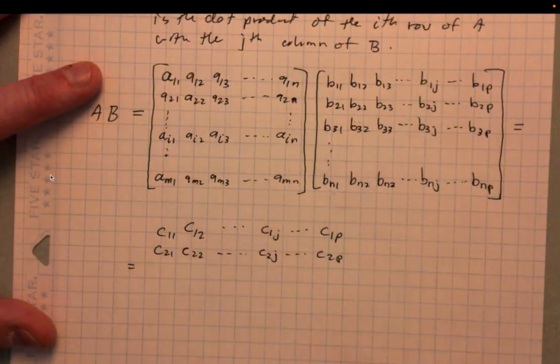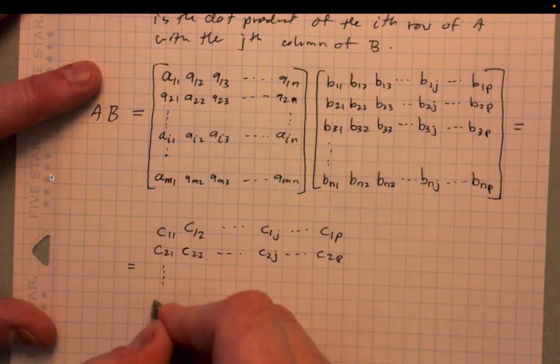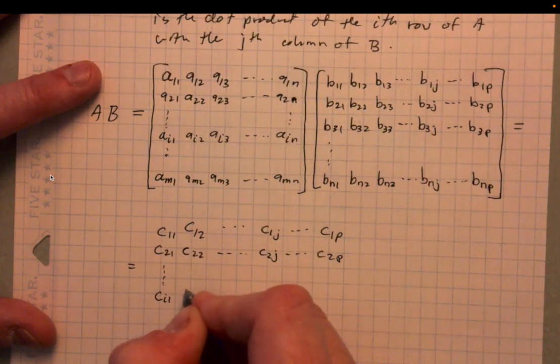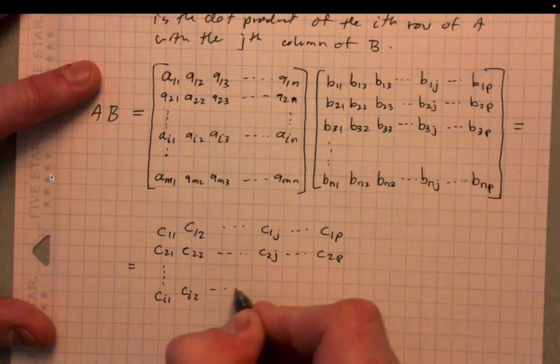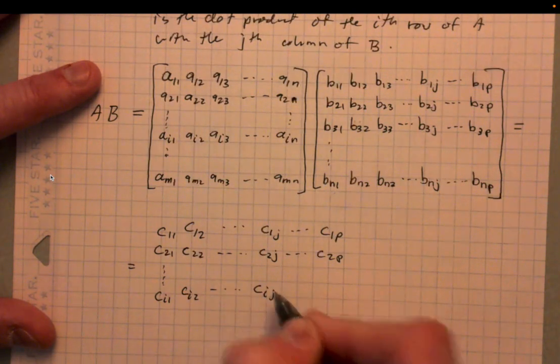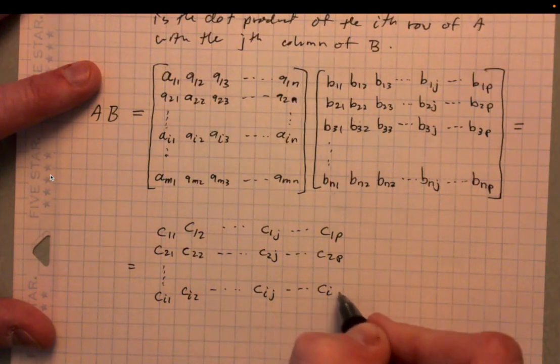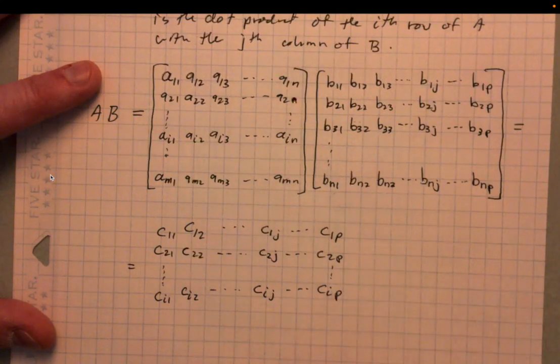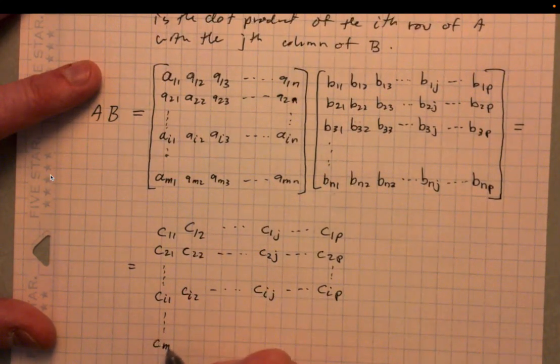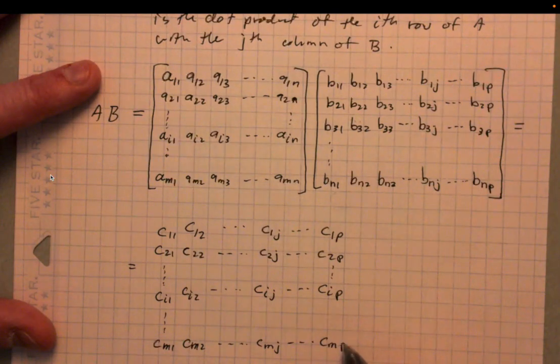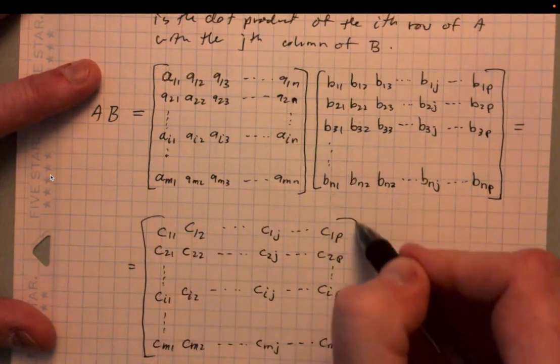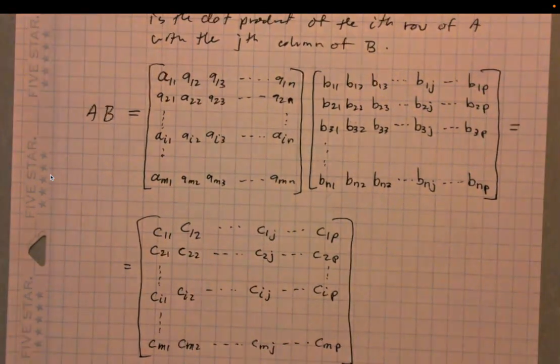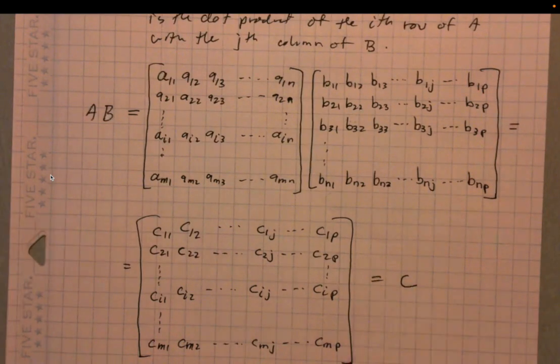Now let's jump down to the ith row. So CI1, CI2, dot, dot, dot, and here's CIJ. And then let's jump down just so we have the dimensions in here. So CM1, CM2, dot, dot, dot, CMJ, dot, dot, dot, CMP. Okay, and then this is going to be our C.